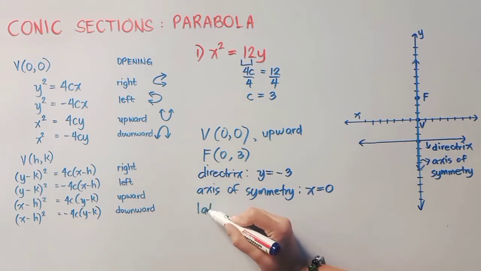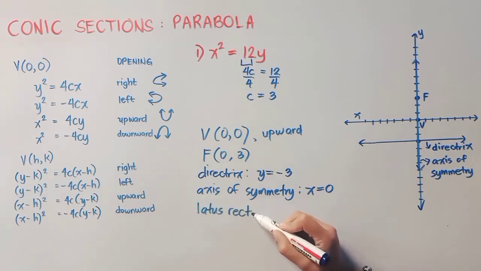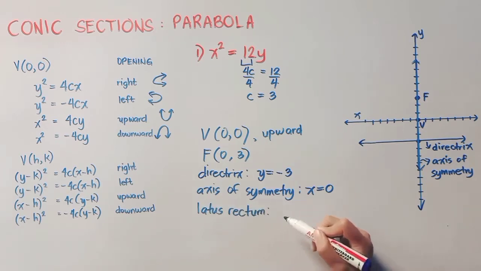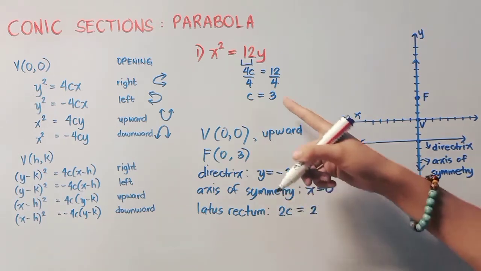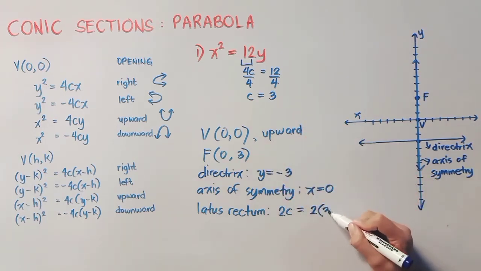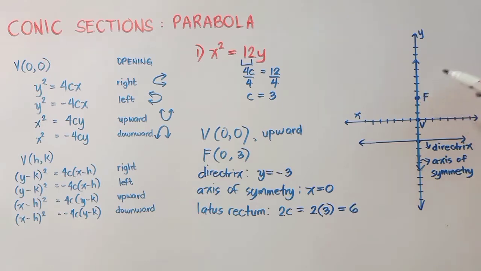Next is our latus rectum. This is in the formula for c. But if we only want to get half of it, we'll just have to use 2c. Now 2 times our c, from above, is 3. That is equal to 6. So we have to count 6 units from the focus. We have 1, 2, 3, 4, 5, 6. This is our end point here.